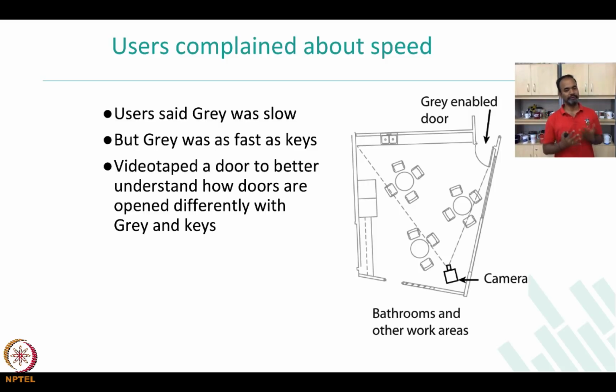The feedback received from the participants was that Grey was slow, but also that Grey was as fast as keys, because they were able to open the doors with the application on the phone. They videotaped the door to better understand how doors are opened differently. In the right-hand top corner there's a door, and the student is sitting and watching how users open the door through their phone versus keys.